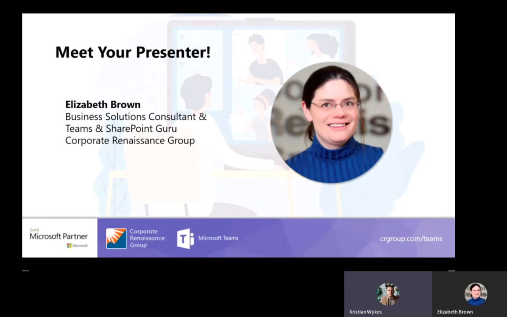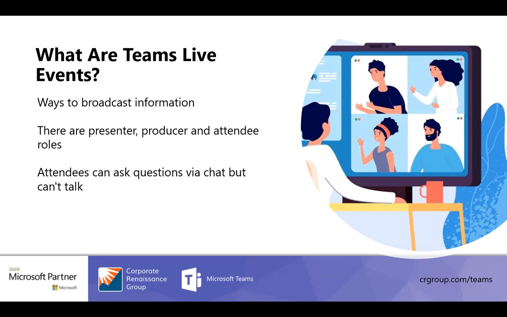So a Teams live event is a broadcast of information. So there's a presenter role, there's a producer role. The presenter and producer roles are very similar, and then there's attendee roles. People come in and they're either attending it, in which case they're just consuming the information, while the presenter and producers are broadcasting the information. Attendees can ask questions via chat, but they're not able to start talking.